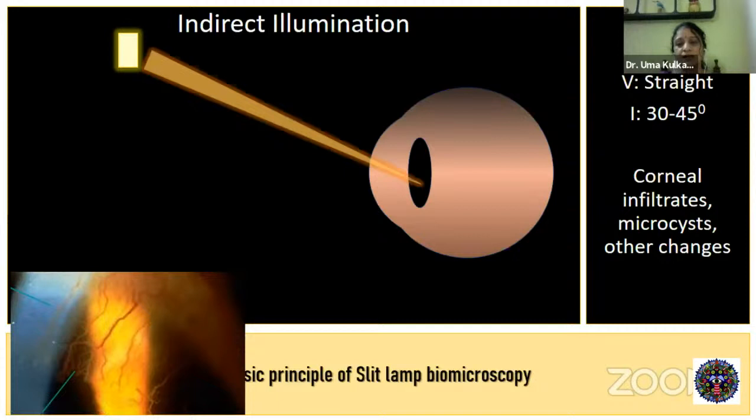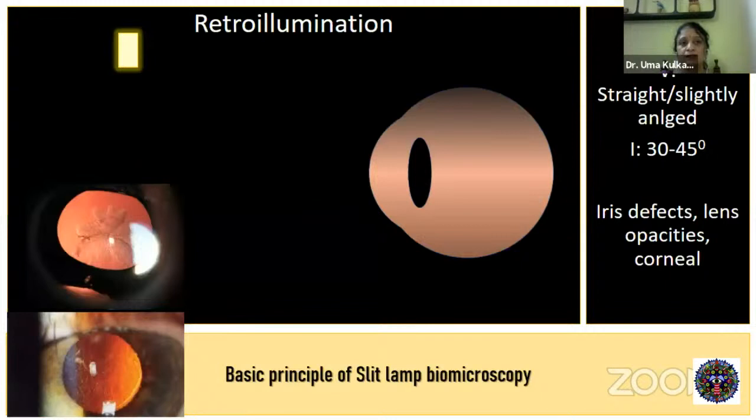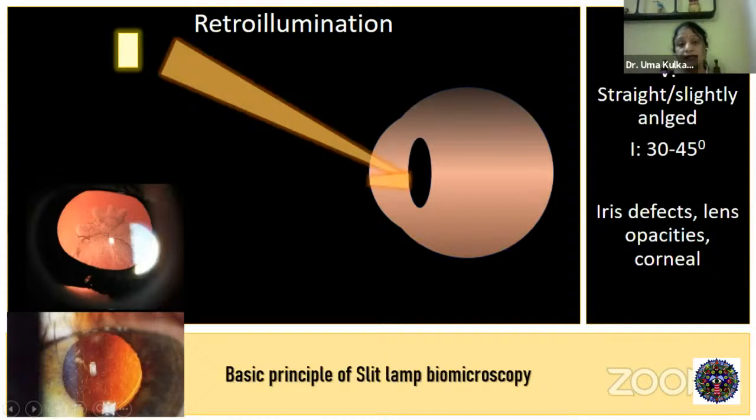Again, there's an angulation of 30 or 45 degrees. The light is falling on, I have not shown the iris here, so you'll have to imagine the iris here. The light is falling on the iris and getting reflected back, and you are seeing the structures with the background illumination on the iris. So a very useful technique for illumination. Rather than direct, even indirect gives a lot of information regarding small lesions which may be missed in the direct illumination. This is called retroillumination, where the light falls on that structure, gets reflected back.